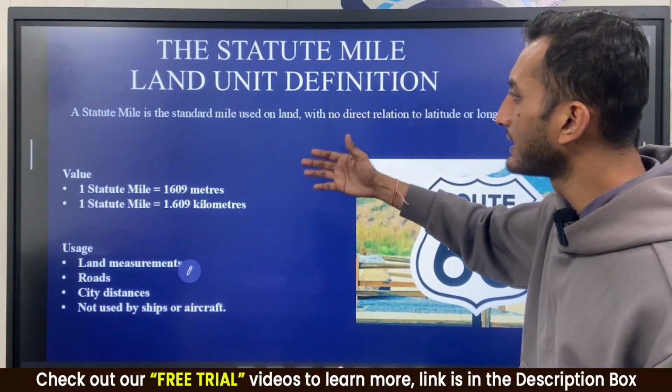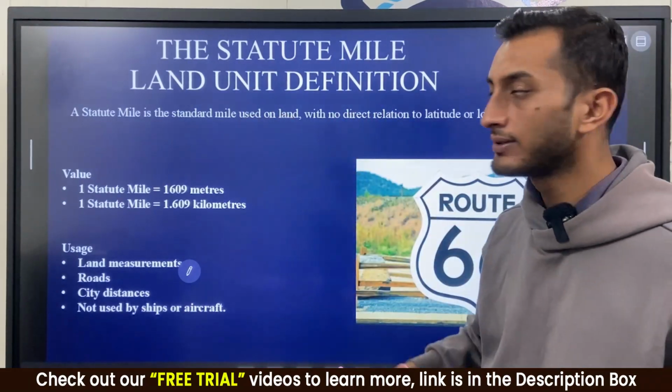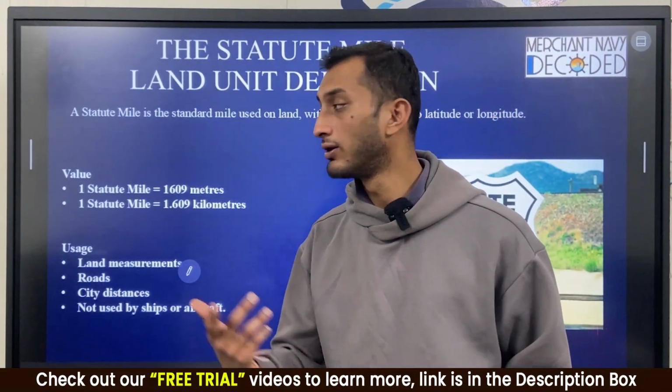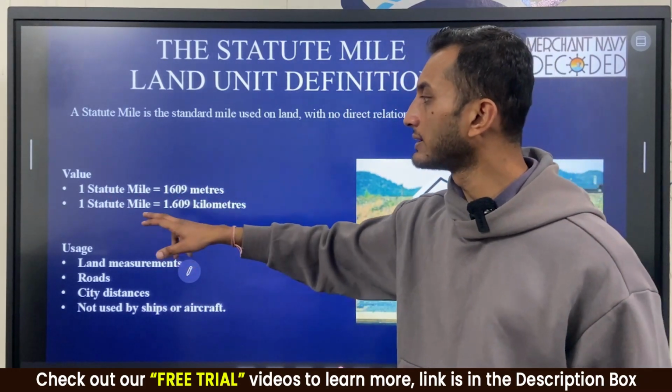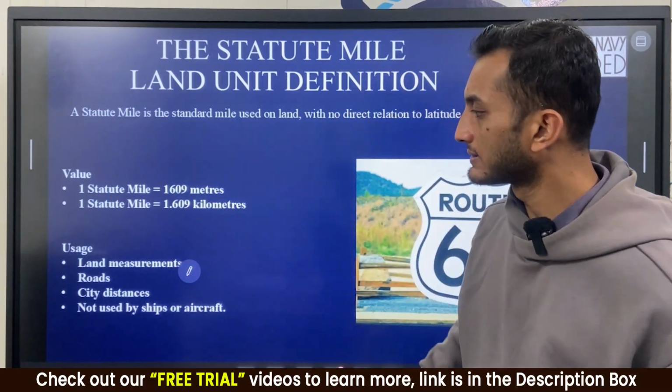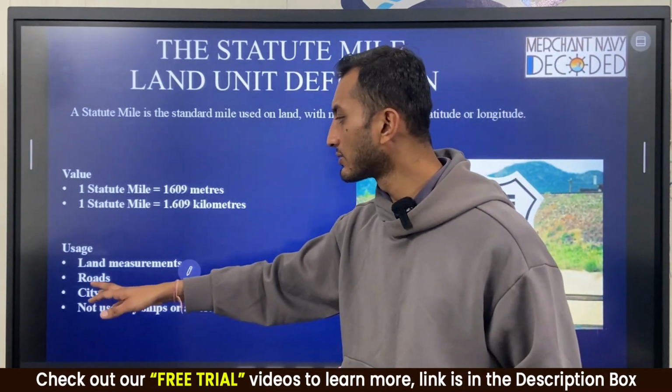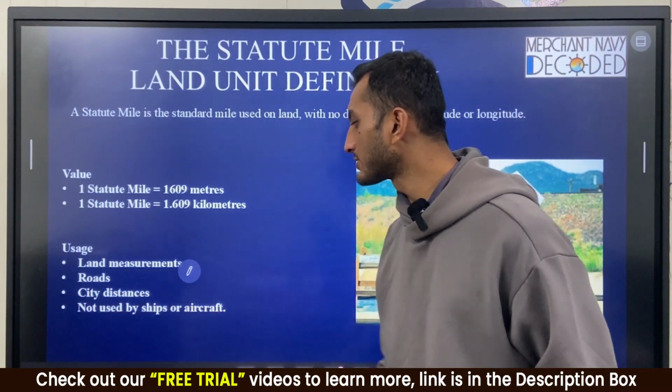Now the statute mile is just a standard mile used on land which has no relation to latitude and longitude. One statute mile is 1609 meters, or 1.609 kilometers. This is used for land measurement, roads, city distances, not used by ship or aircraft.